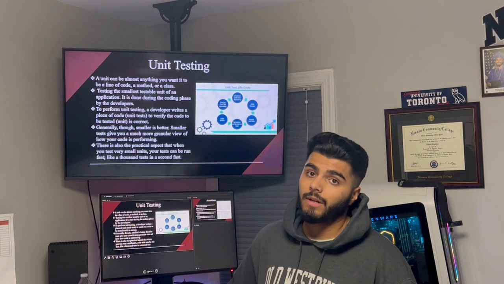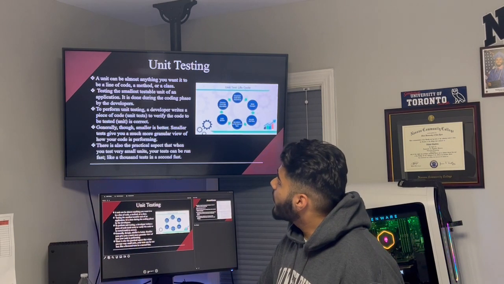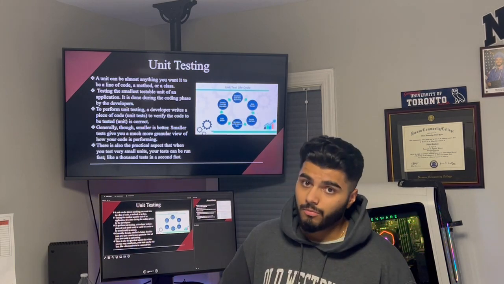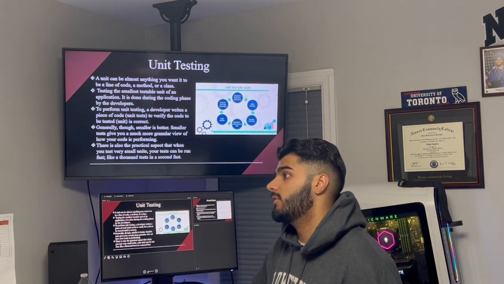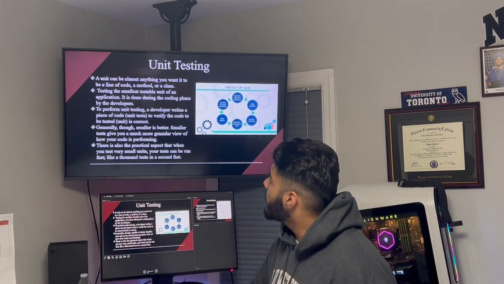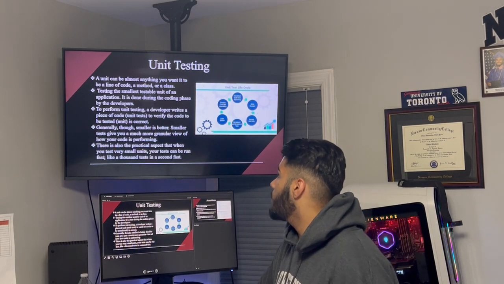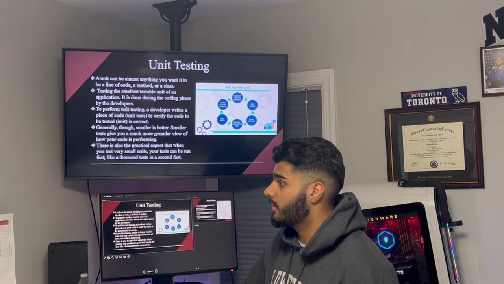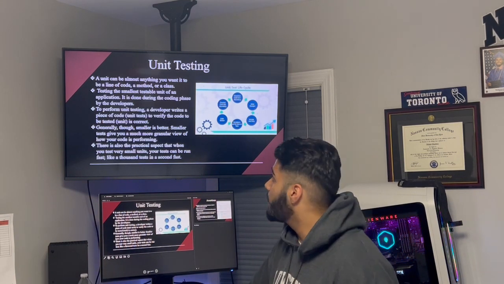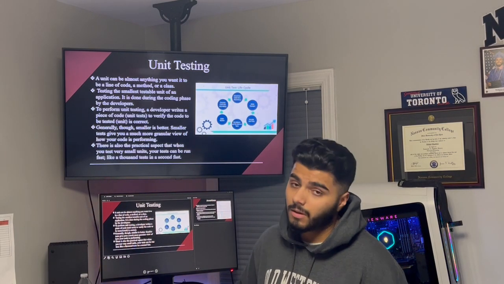Alright, so we'll just give a little rundown about unit testing. A unit can be almost anything you want it to be, like a line of code, a method or a class. Obviously we can use methods and classes in any type of code, even if it's Java, Python, C#, C++, HTML, or even JavaScript. Basically it's testing the smallest testable unit of an application. It is done during the coding phase by any type of developer, coder, programmer, quality assurance analyst, even if you're doing DevOps as well. To perform unit testing, a developer writes a piece of code to verify the code to be tested and make sure it is correct.